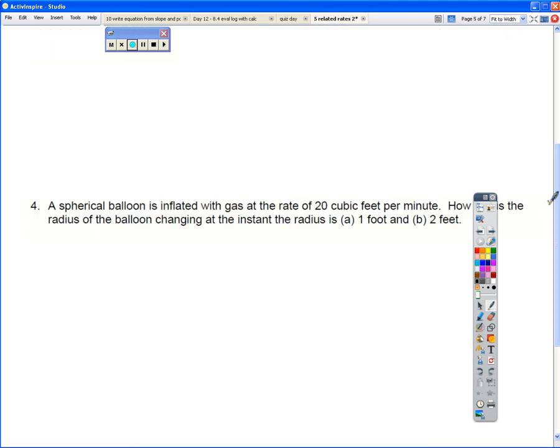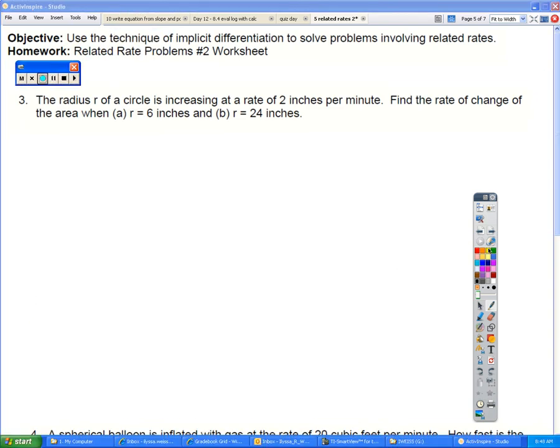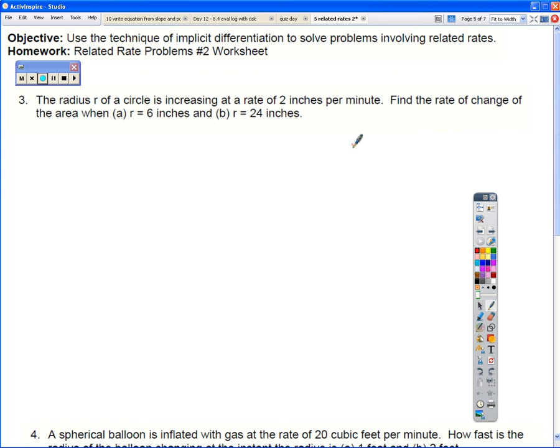So now looking at number 3 as a word problem. If the radius is increasing at a rate of 2 inches per minute, that means dr/dt is our 2. And I want to find the rate of change of area, which is dA/dt. So first I need to know what is the area of a circle, which is pi r squared. So then the derivative of that with respect to time.